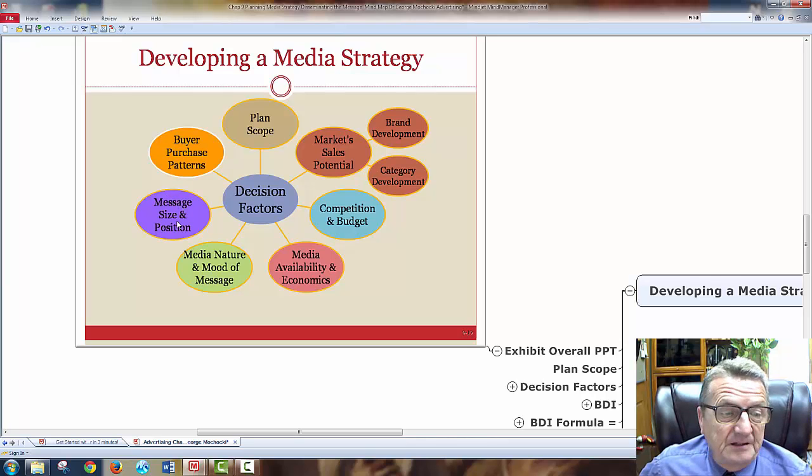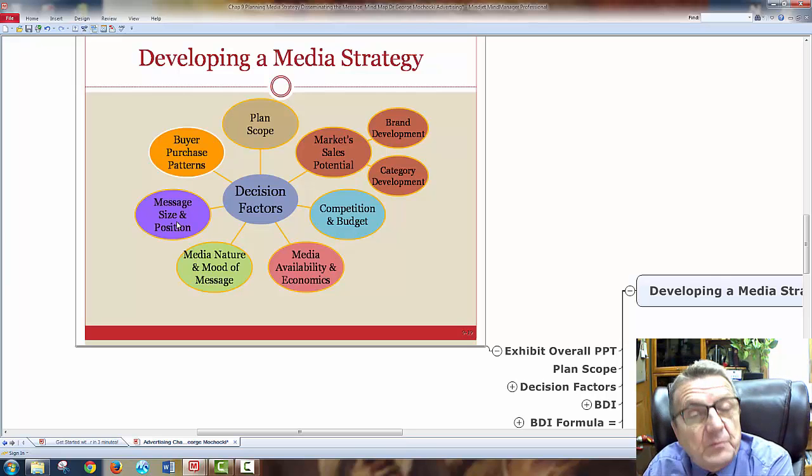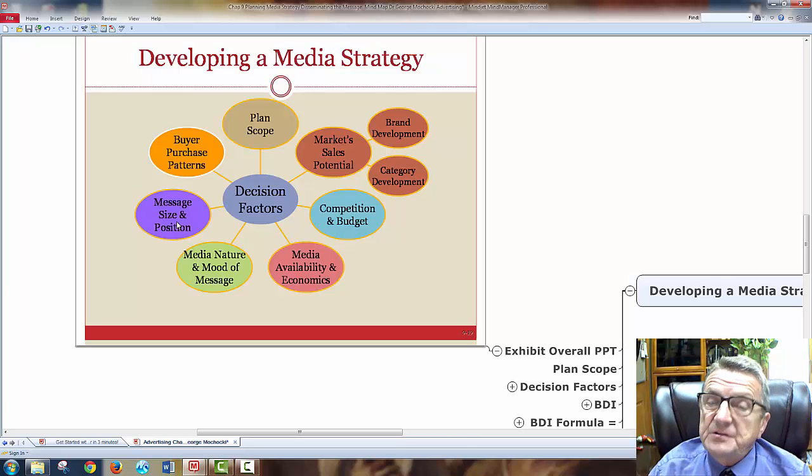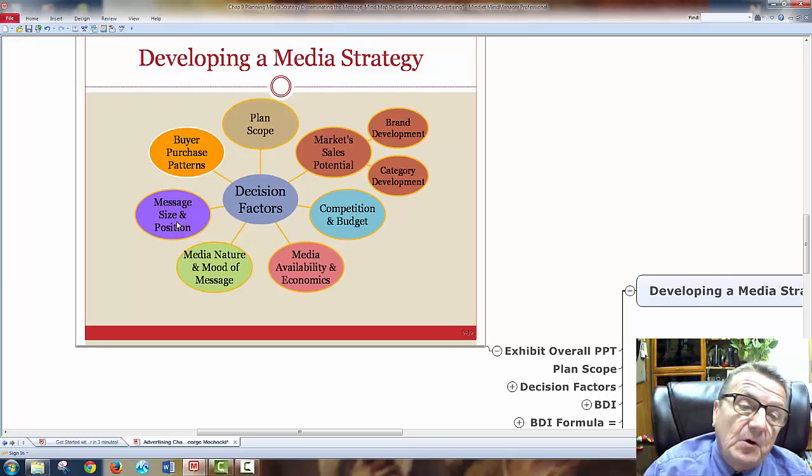Message size and position. Where do I put my message? Is it at the beginning of the news? At the beginning of the paper? In the middle? Is it a sports section? Or is it in the home improvements? Depending on what I want to message, depending on where I think my buyers are reading it, depending on where they could see it and kind of stumble on it, or something that could get their attention so they'll read it, or is it going to be in multiple places?